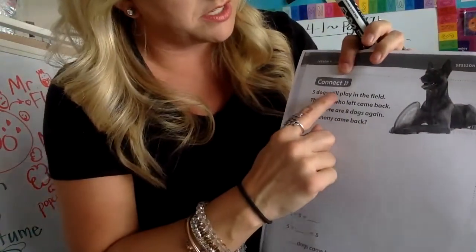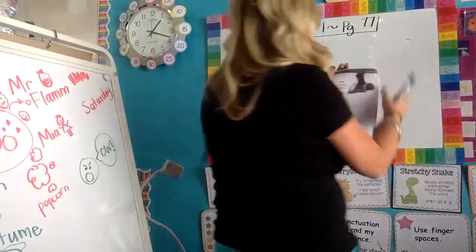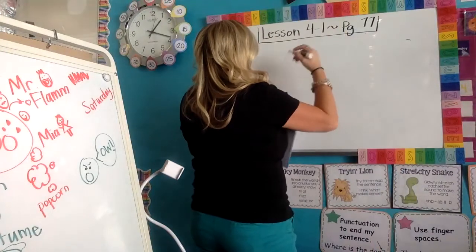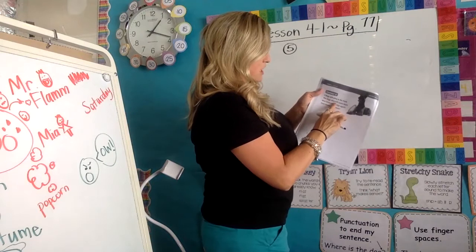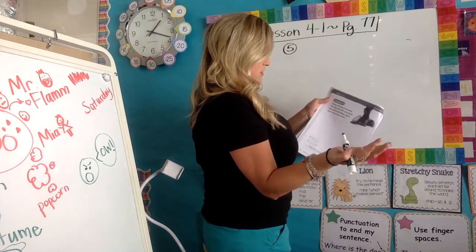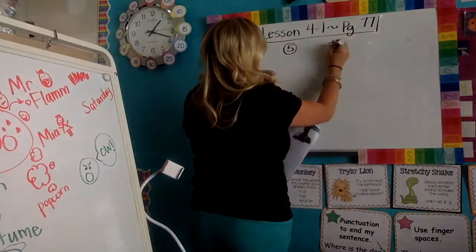So 5 dogs still play in the field. So we have 5 dogs. So we're going to circle 5. There's 5 dogs that are still playing. This is a new problem. So circle 5. The dogs who left came back. We don't know how many came back. We have 5. Now there are 8 dogs.